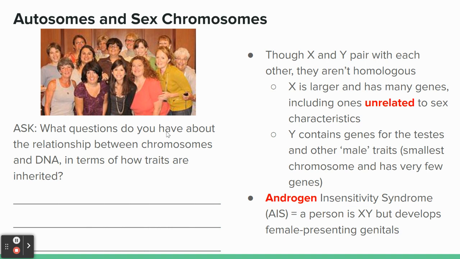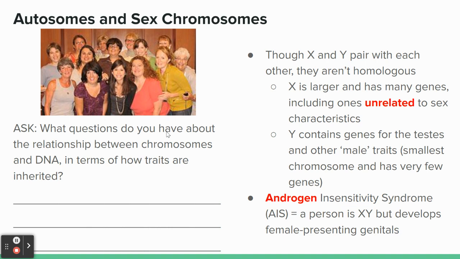Androgen insensitivity syndrome, by the way, or AIS, is a person who actually genetically is XY, but develops female presenting genitals. And so that person would appear female and may even be categorized as female at birth or assigned female at birth, but is in fact genetically male or XY. And that is in this zone of intersex as well.